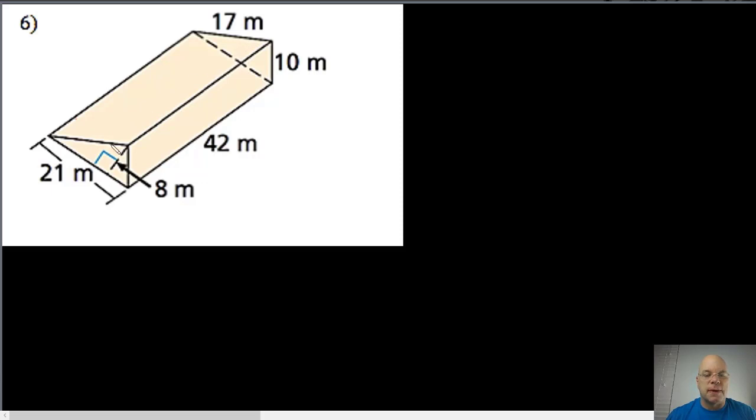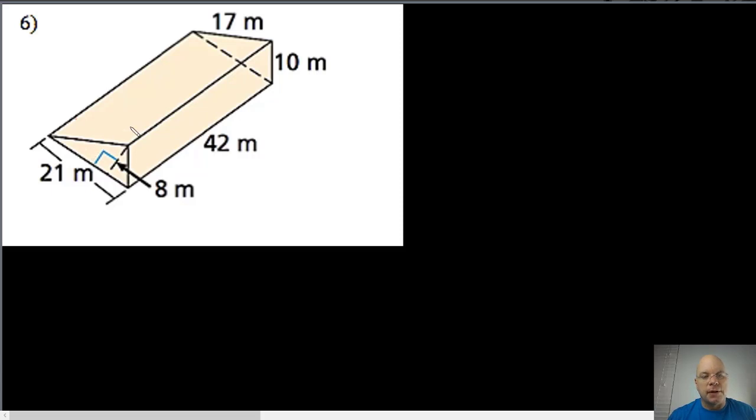A prism has two bases, they're parallel and congruent. The shape of the base tells you the type of prism you have. Since the shape of this base is a triangle, it's a triangular prism. We'll need to find the area of each of the faces.